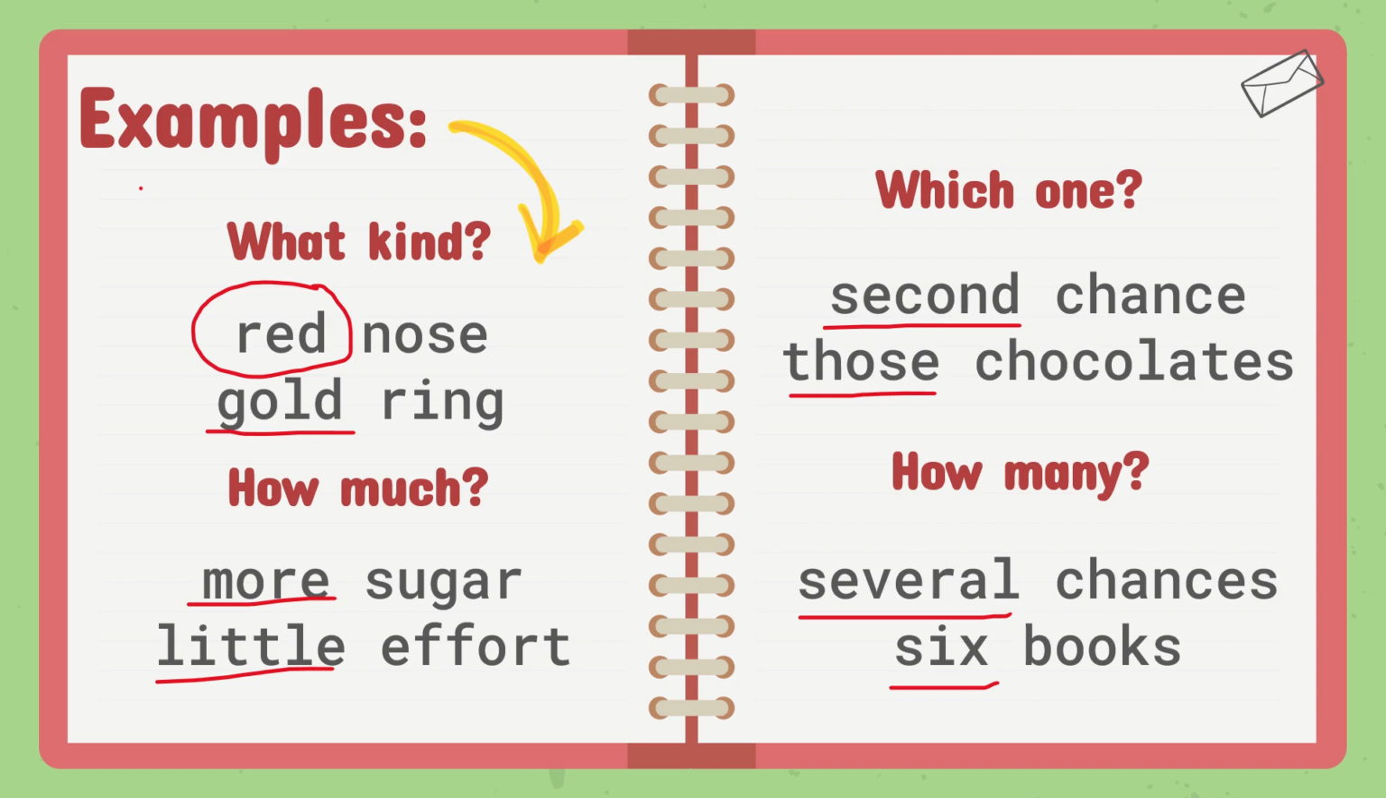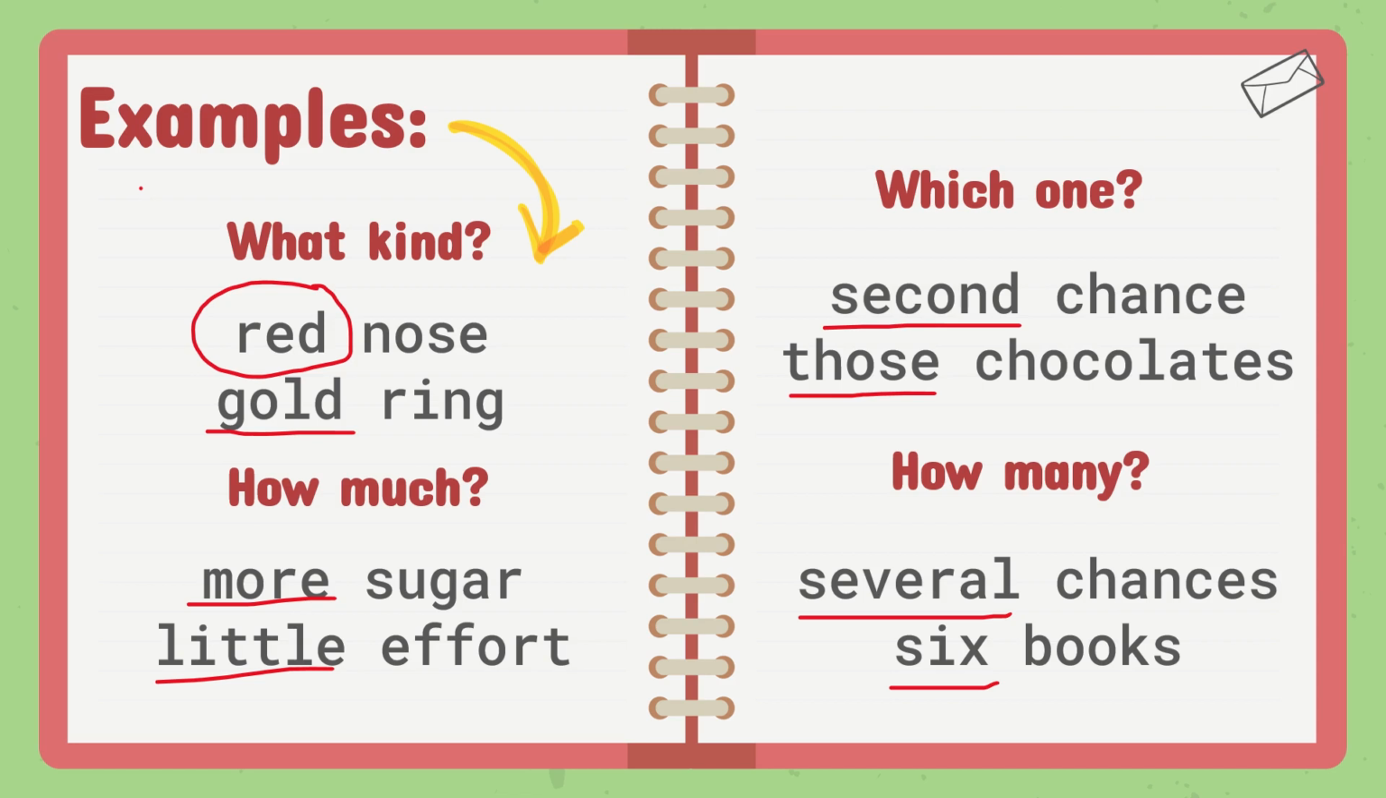Nose is noun, and what kind of nose? Red nose. So red becomes adjective. Let's take a look at the second example. Gold ring. Now ring is the noun and gold is adjective. We have a ring. What kind of ring? Gold ring. It could be a copper ring. It could be a silver ring. So all these things that describe the noun ring would become adjectives.